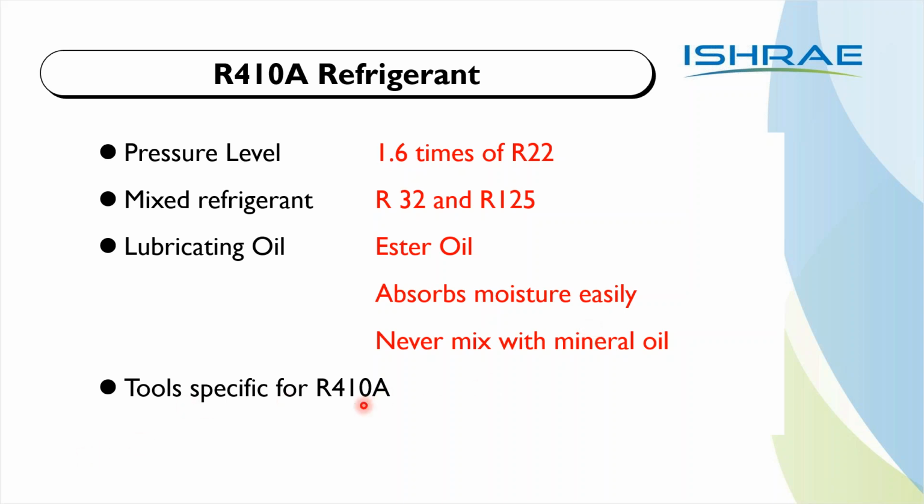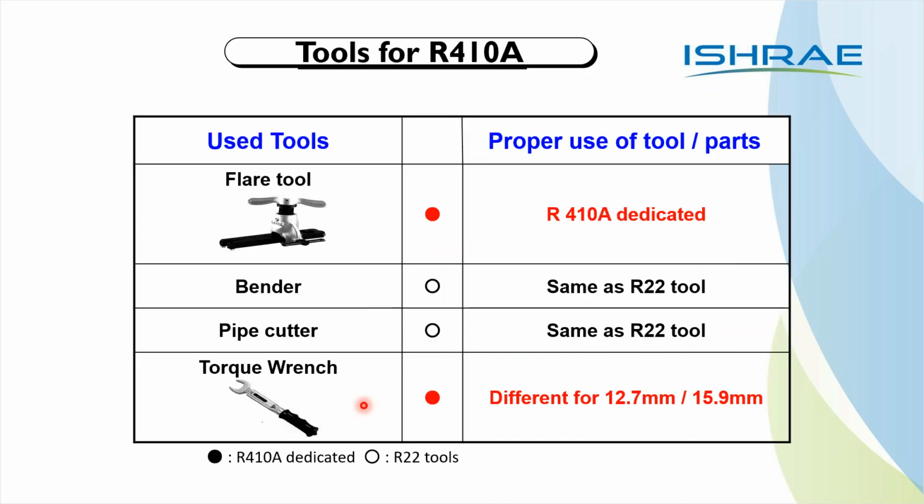So then you need to use specific tools while working on 410A refrigerant. So what are the specific tools that you need to use? You can use something known as a clutch type flaring tool, because generally when you use a normal flaring tool, you tend to crack the pipe, or the pipe loses its strength when you flare. So it is advisable to use a clutch type flaring tool.